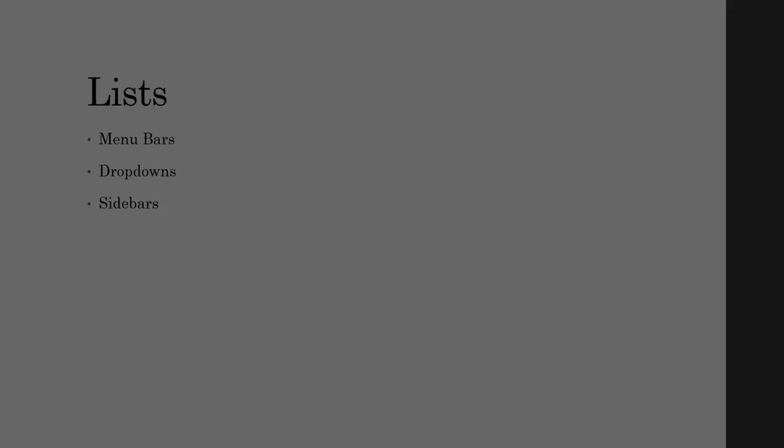We use lists everywhere, most of the time to create to-do lists, wish lists, and more. But in web, we use lists even more. For example, to create menu bars, drop downs, and sidebars. Let's look at a live example.